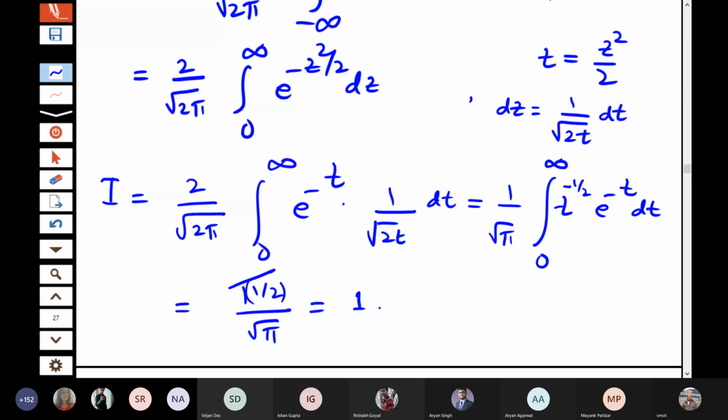Is this integral evaluation clear to you? Is the evaluation of the integral clear to you? Yes, sir.